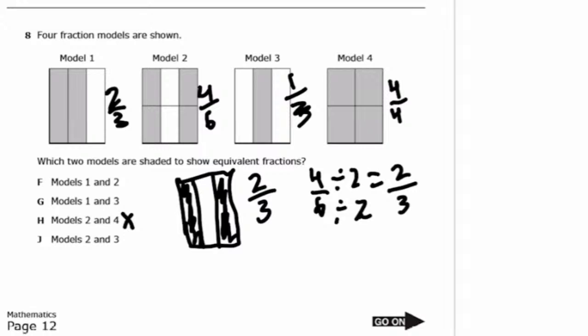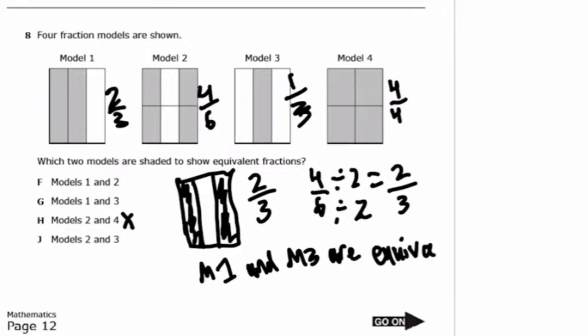So now that we know that model 2 is 2/3, the same as 2/3, we can say that model 1 is also 2/3. So model 1 and model 3 are equivalent. So we can just write that at the bottom here, model 1 and model 3, I'm just going to write M for now, are equivalent. And we can even write here that 2/3 is equal to 4/6.